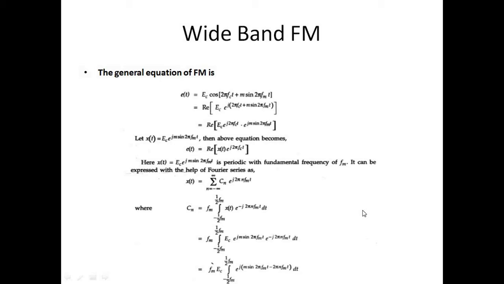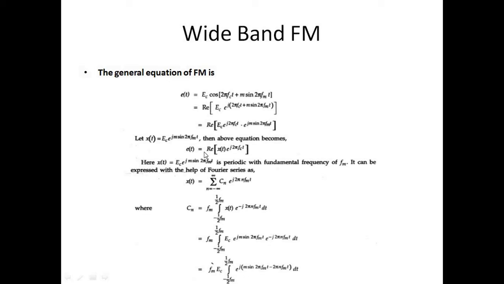In the case of wideband FM, to derive this, we take the general equation of FM, e of t equal to Ec into cos 2 pi fct plus m into sin 2 pi fmt, and we can rewrite this equation as the real part of Ec into e power j of 2 pi fct plus m into sin 2 pi fmt, and this is like e power a plus b. So e power a plus b equal to e power a into e power b, substitute. Then let us assume x of t equal to Ec into e power j m into sin 2 pi fmt.